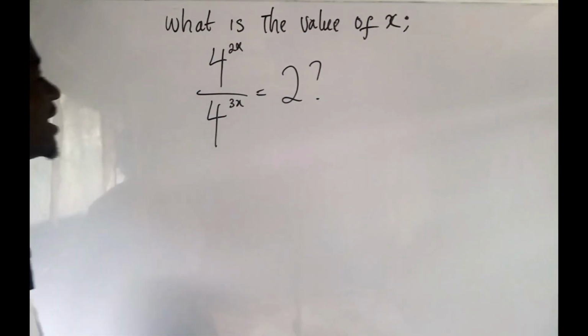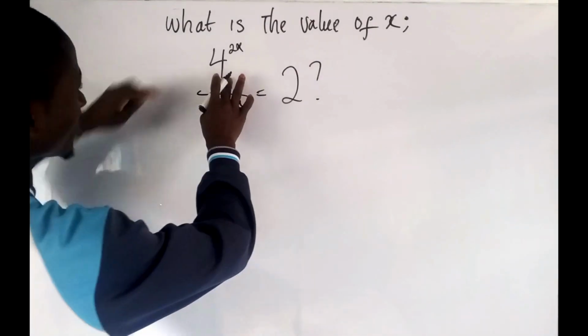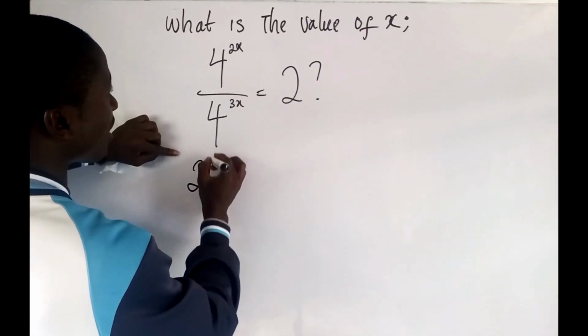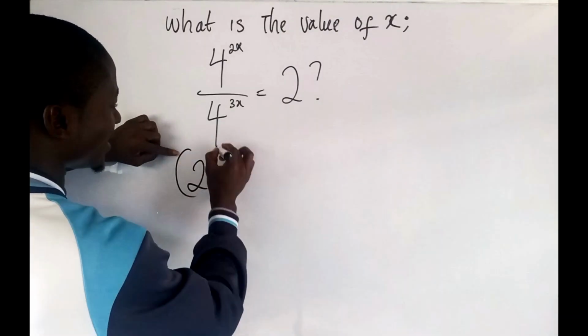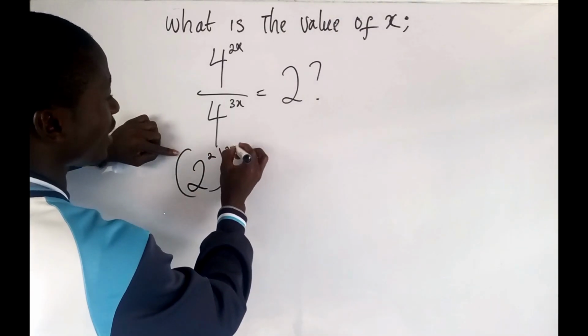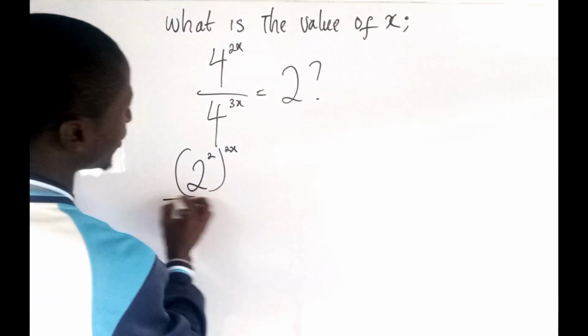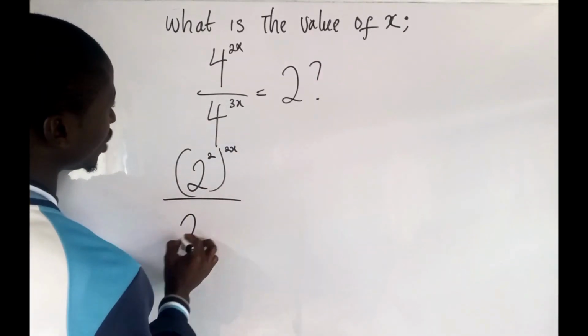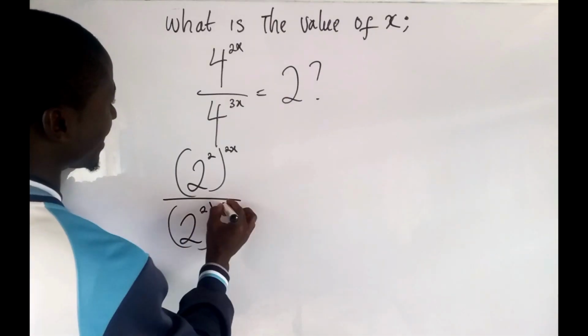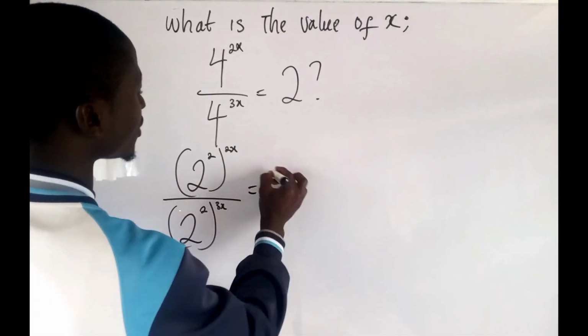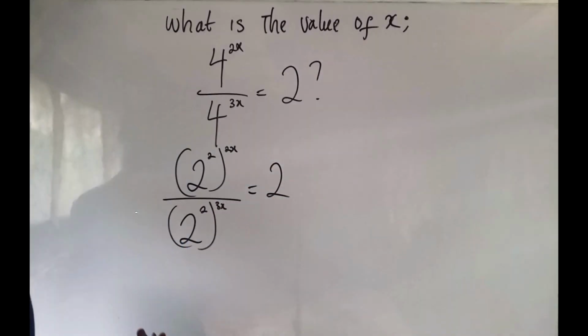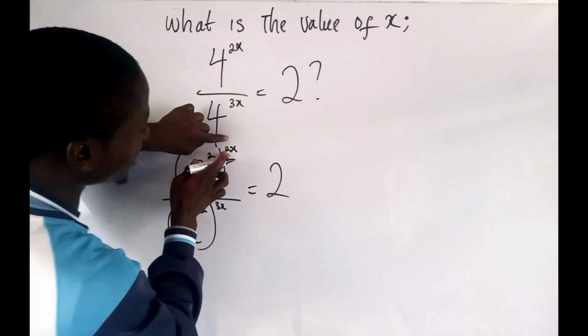Okay, easy way. Now, to do that, we have 4. 4 then becomes 2 to the power of 2. Then in the bracket, outside the bracket, we have 2x already, right? Then all over 4 also becomes 2 to the power of 2. Then outside the bracket, we have 3x equals 2. Now what do we do? Then we can multiply this 2 times this 2x.